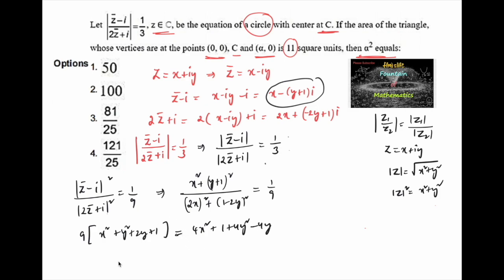So here 9x square minus 4x square, that is 5x square, and 9y square minus 4y square, that is 5y square, and here 9 times 2 is 18y, and again plus 4y, that is 22y, and again 9 minus 1, that is plus 8 is equal to 0. So this can also be written, 5 taken common, x square plus y square plus 22 by 5 y, that is 2 into 11 by 5 times y, plus 8 by 5 is equal to 0, which is an equation of circle.